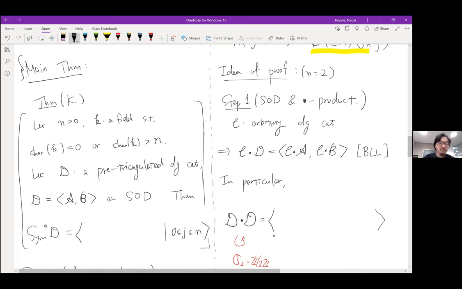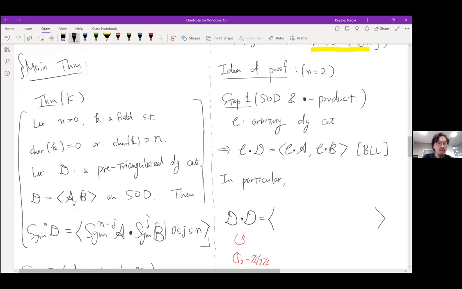Okay, so here's the main theorem. Let's fix some positive integer n and a field k such that the characteristic of k is either zero or bigger than n. Let D be a triangulated DG category, meaning its homotopy category is triangulated, and assume that the category D has an SOD consisting of A and B. Then the symmetric product of D again has an SOD of the following form: sum over j of the symmetric (n minus j) product of A dot product with the symmetric j product of B. Right, it's a very natural and simple formula.